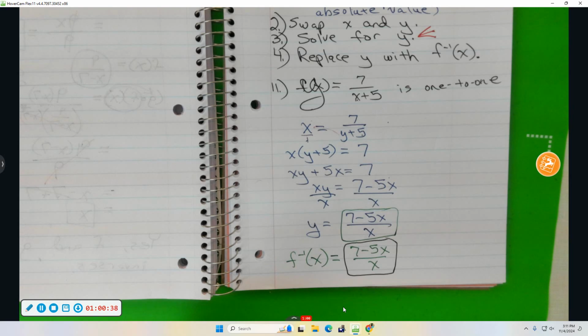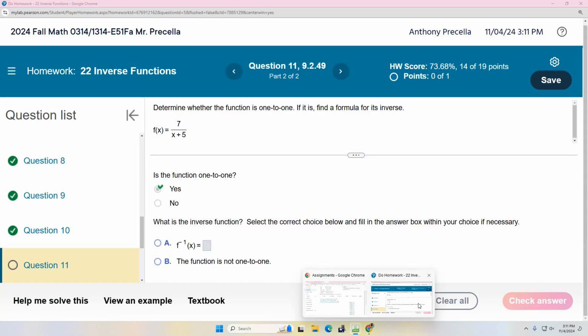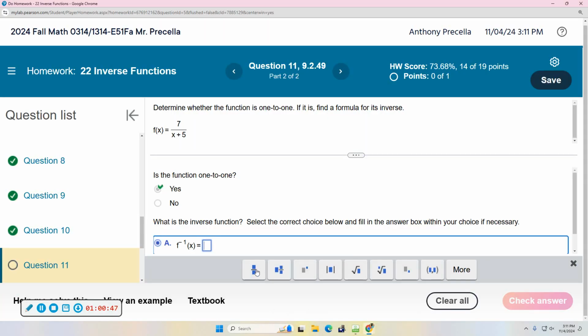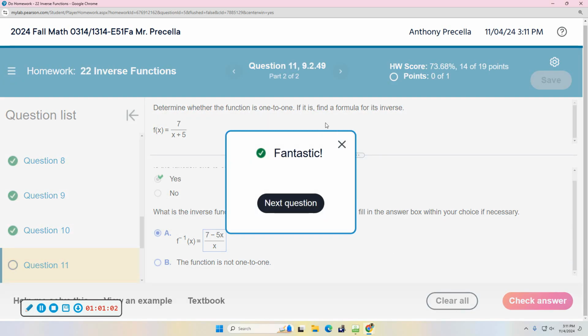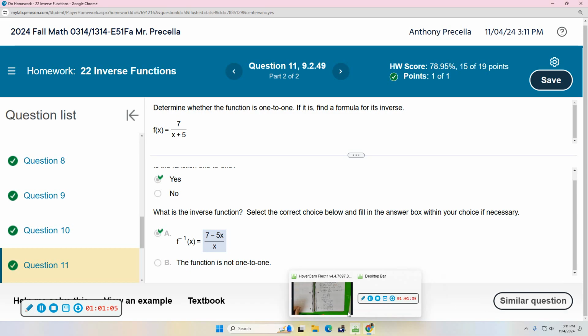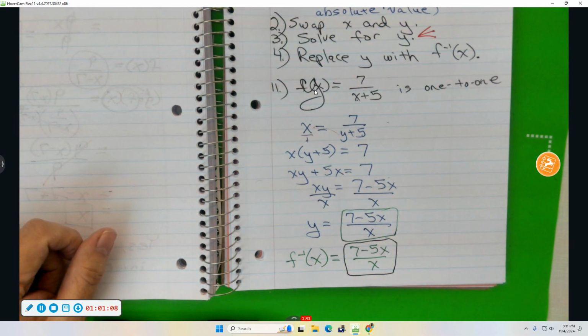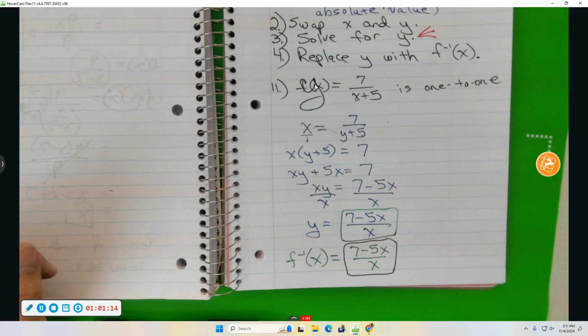Any questions there? So we come over here. I'll type in my fraction hot button, and on top I have 7 minus 5x, and on the bottom I have just an x. Any questions there? The f of x is just a fancy way of saying y. So when you start swapping the variables, that y became x, the x became y. Any questions?